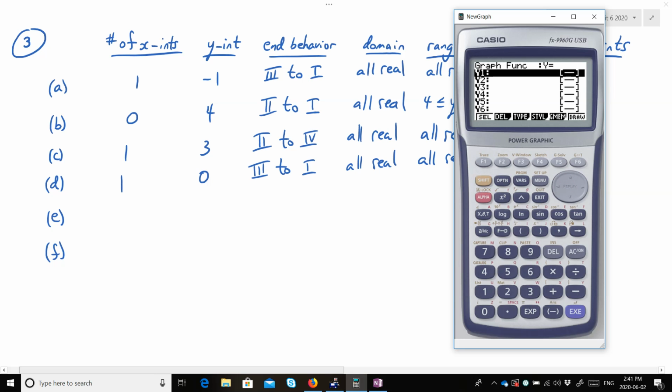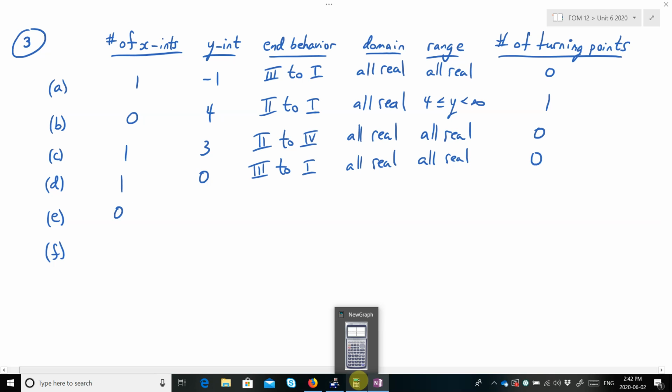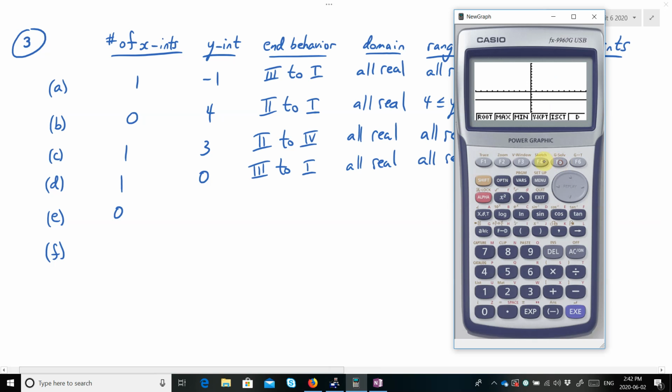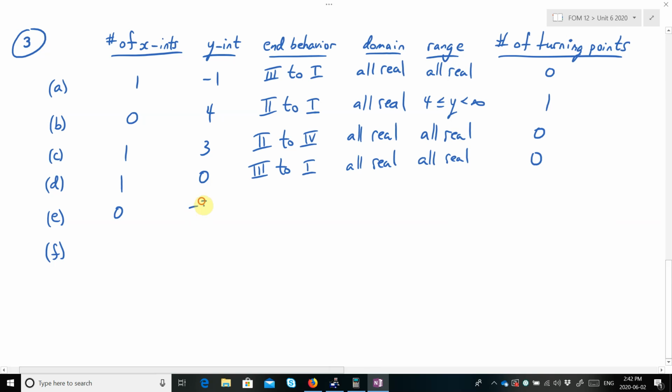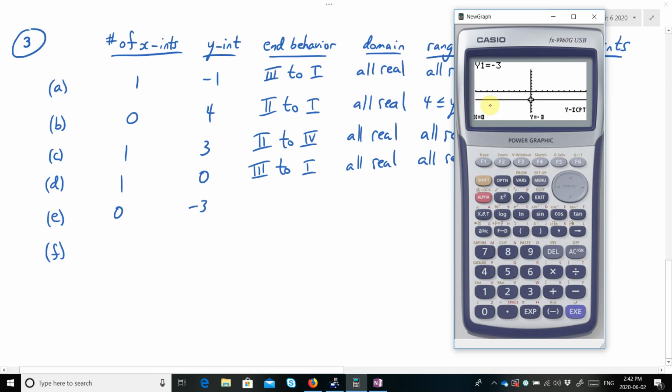Exit. Delete that. Okay. Letter E is the constant function y equals -3. Okay, so y equals -3 is like that. If I try to find root, it's going to say not found. So you can see that there are 0 x-intercepts. G-Solve and F4 for y-intercept. The y-intercept is at -3. The graph goes from quadrant 3 to quadrant 4.